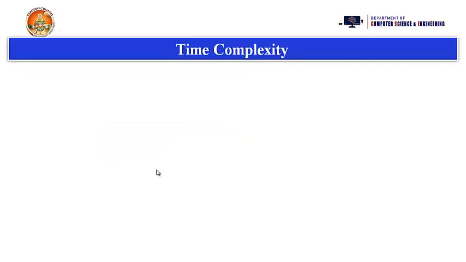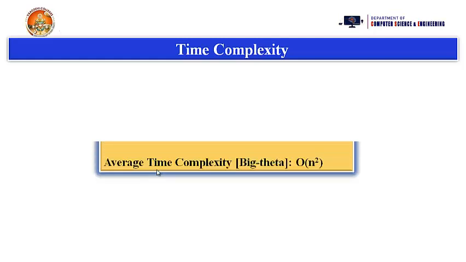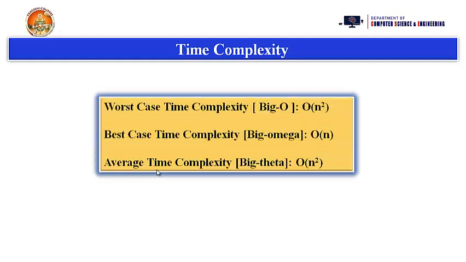So what is the time complexity of insertion sort here? We have worst case, best case and average case time complexity here. The worst case time complexity of insertion sort is big O of n squared, the best case time complexity is big O of n, and the average case time complexity is big O of n squared here. Okay, so these are the time complexities for insertion sort.